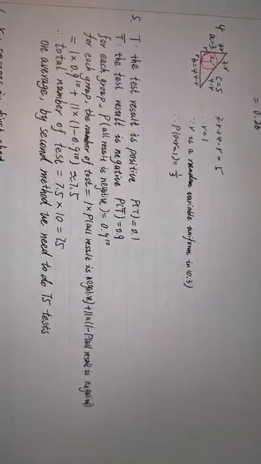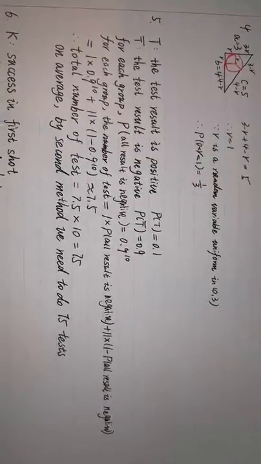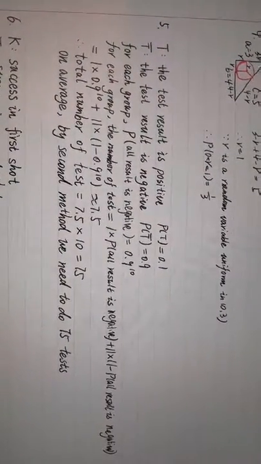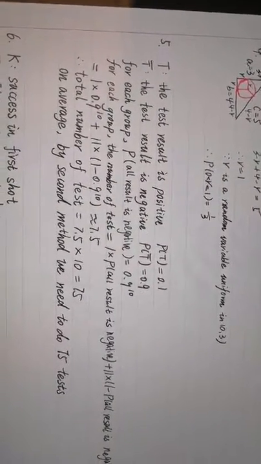So here is the solution of the fifth problem. The question is, suppose 100 people are waiting for a blood test for a kind of disease. The probability that one person's test result is positive equals 0.1. Two test methods are as follows.